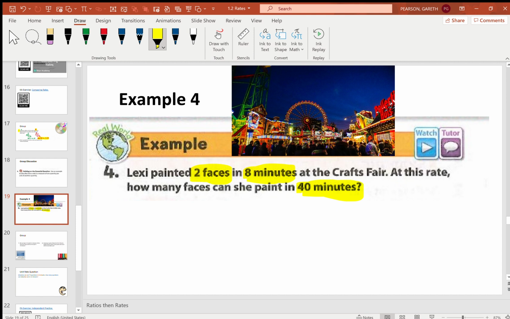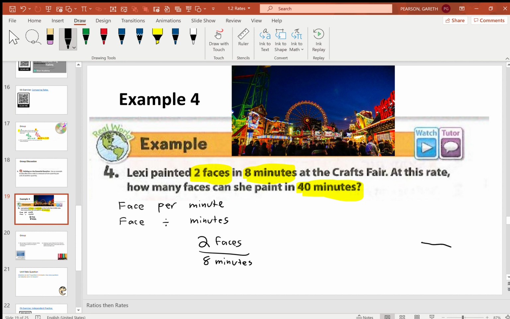So in this particular case, I'm trying to find out how many faces Lexi can paint per minute. So that's face per minute. So that's face, and that per turns into division. Face divided by minutes. So we can go ahead and set it up. I know that I have 2 faces divided by 8 minutes. But my question is, I want to find out in the end how many she can paint in 40 minutes.